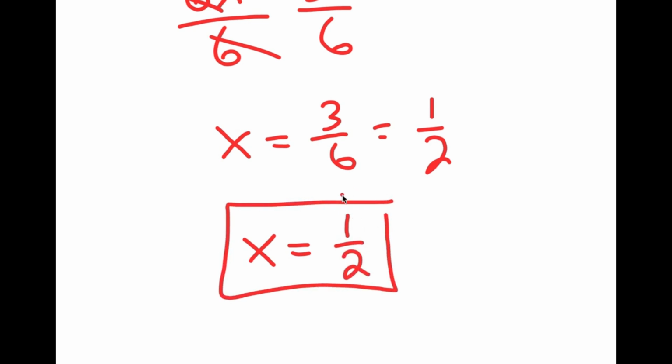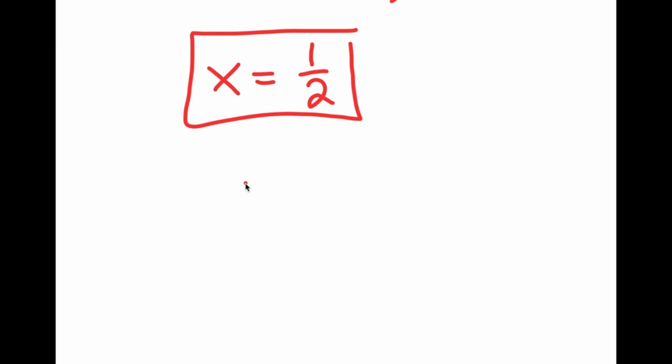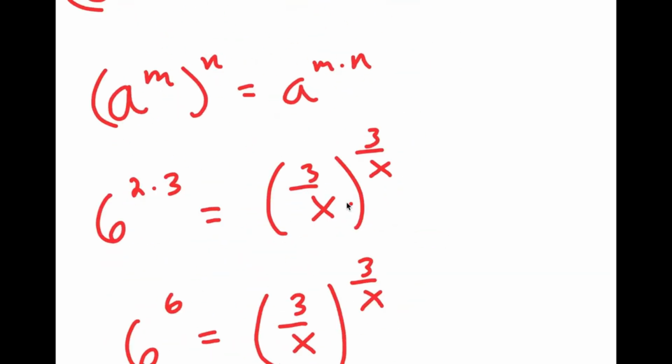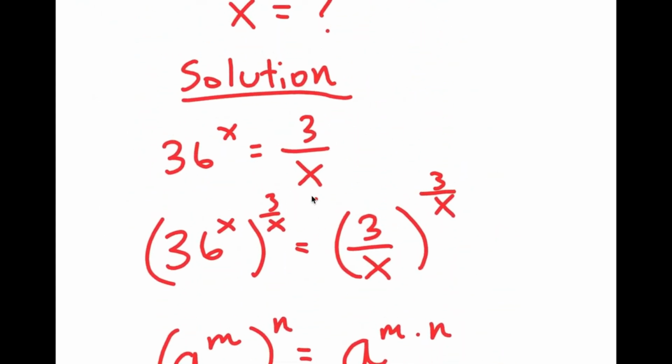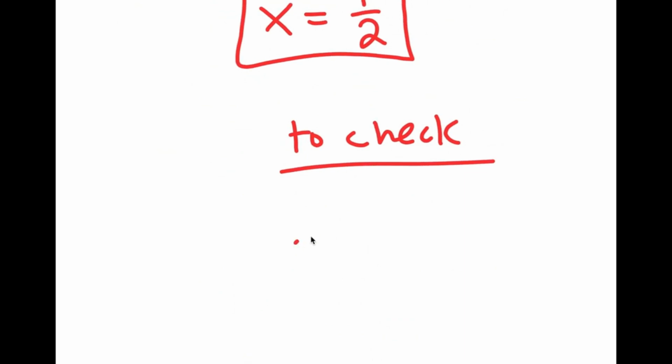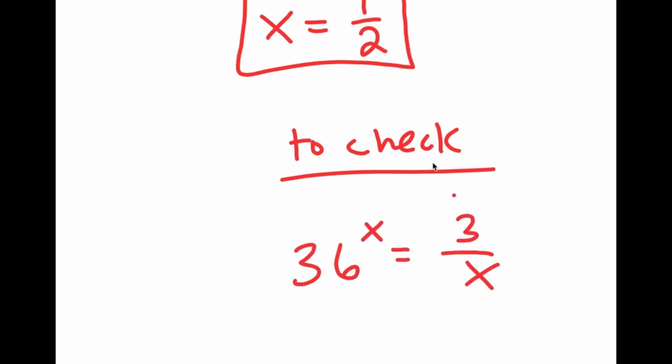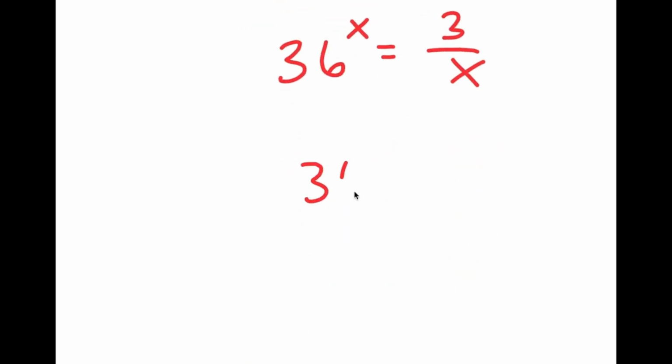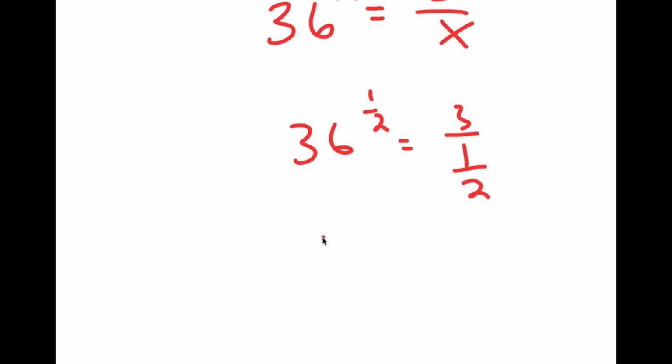So now, from here, to check, my equation was 36 to the power of x is equal to 3 over x. So x equals 1/2, so I get 36 to the power of 1/2 is equal to 3 over 1/2, which turns into 6 is equal to 6.